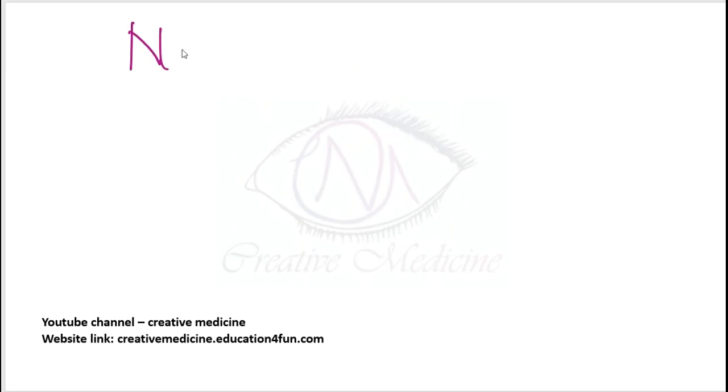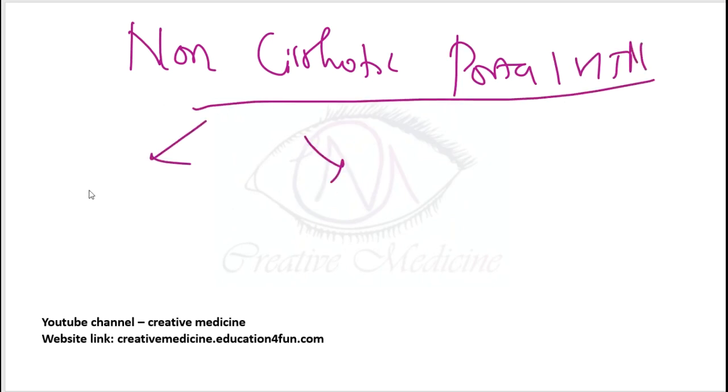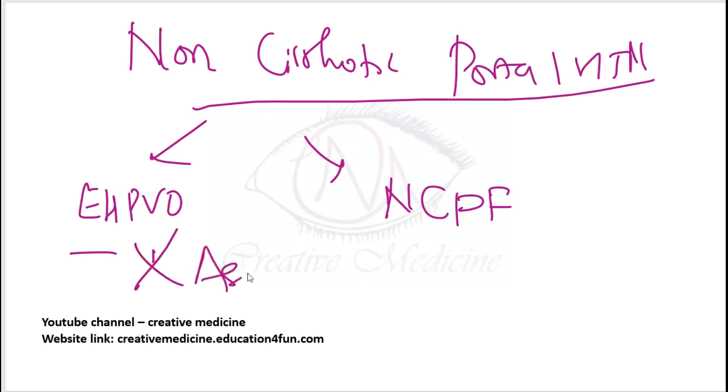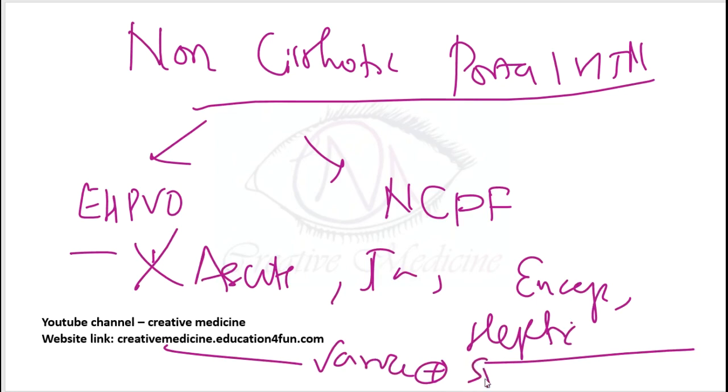Then the next important abnormality is non-cirrhotic portal hypertension. In non-cirrhotic portal hypertension, we have two diseases. One, extrahepatic portal vein obstruction, and the other, non-cirrhotic portal fibrosis. The similarities between them are that in all these there is no ascites, no jaundice, no encephalopathy, and no hepatic failure. But in both, varices are present, and also splenomegaly is seen.